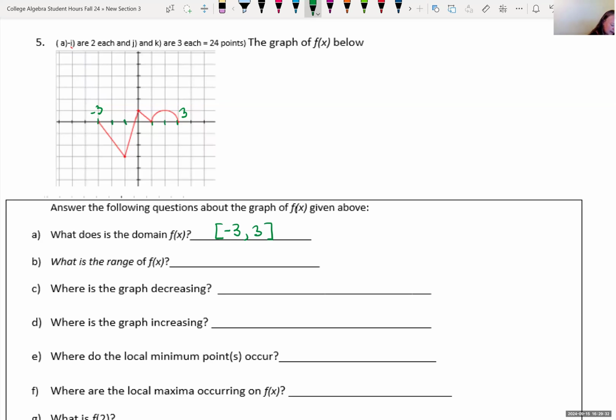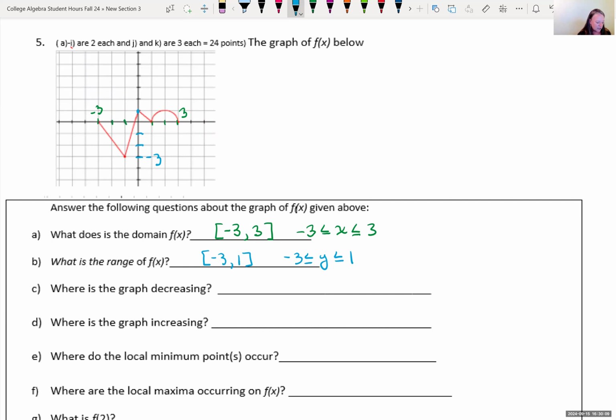If it didn't say, I could have written this in inequality notation. Negative 3 is less than or equal to x, is less than or equal to 3. The range are all the y values that I'm hitting on this graph. If I look at this, how many places am I going down? I'm going down negative 3. The smallest y value that I hit is negative 3, so bracket negative 3. And the largest y value that I'm hitting on this graph is 1, bracket. Or I could rewrite this as negative 3 is less than or equal to y is less than or equal to 1 for inequality notation.